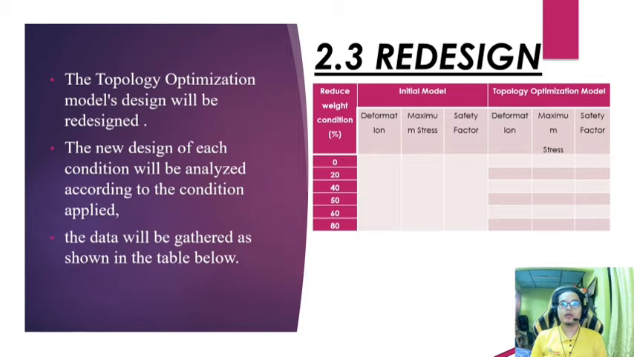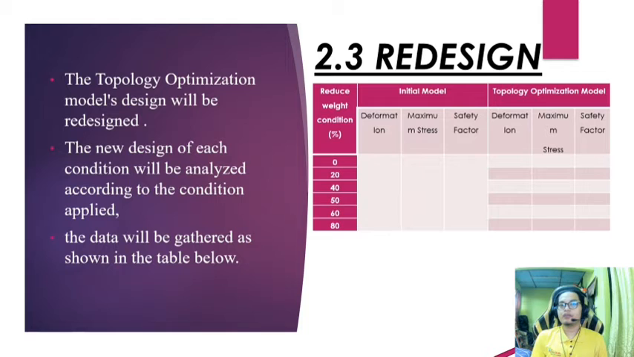Okay, the next step, we redesign our product. The topology optimization model design will be redesigned based on the topology optimization. The new design for each condition will be analyzed according to the condition applied. The data will be gathered as shown in the table below.